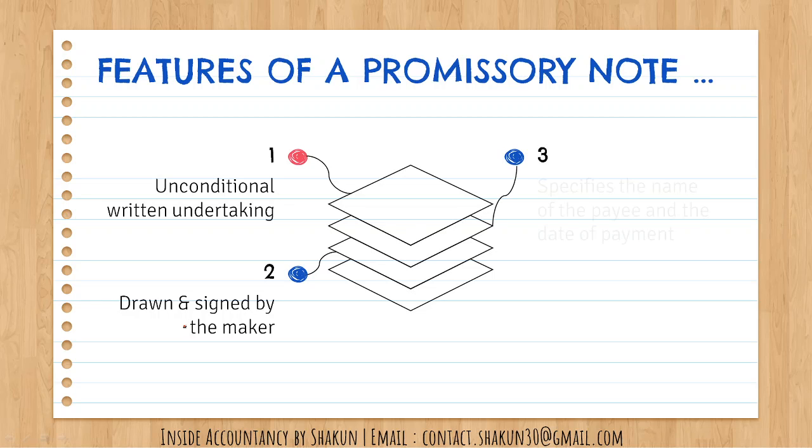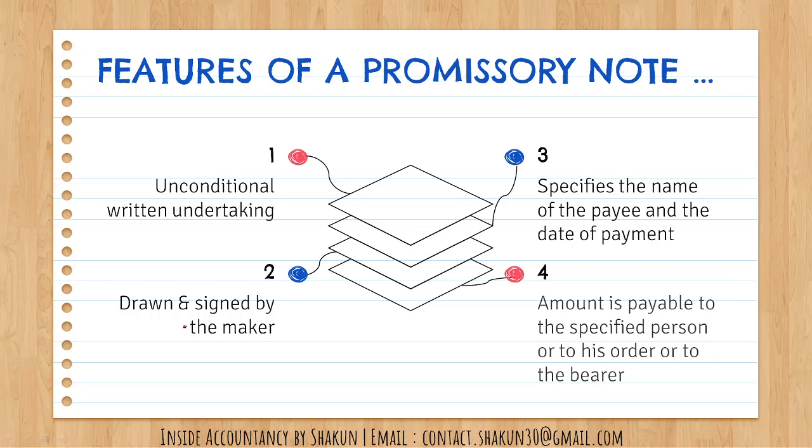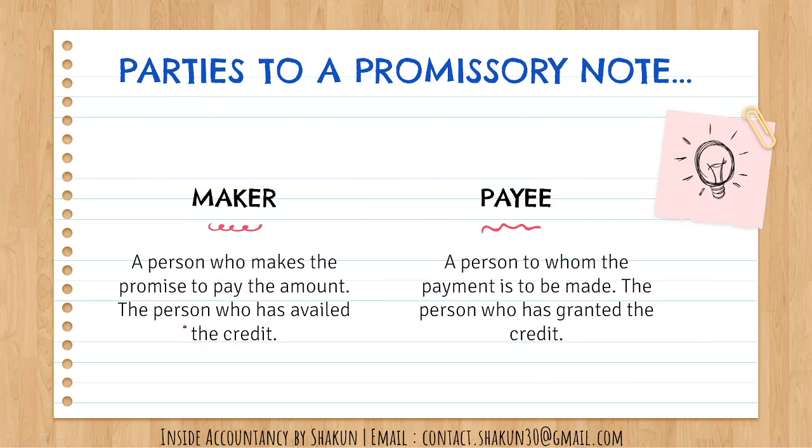Next, it specifies the name of the payee to whom the payment is to be made, and it also specifies the date of payment. The specified amount is payable to the specified person or to his order or to the bearer. Again, that condition holds true, that the amount will be paid either to the person to whom the promissory note is given, or anyone to his order, or to the bearer of that instrument. So these were the features of a promissory note.